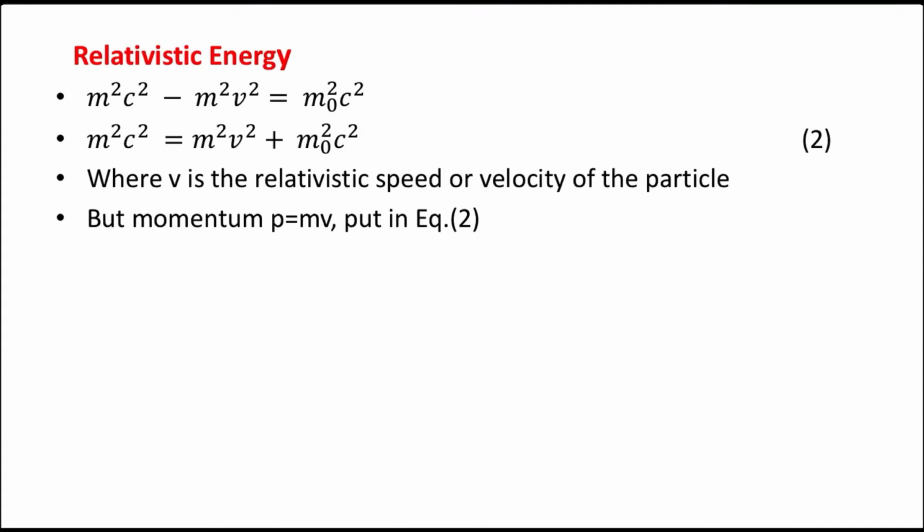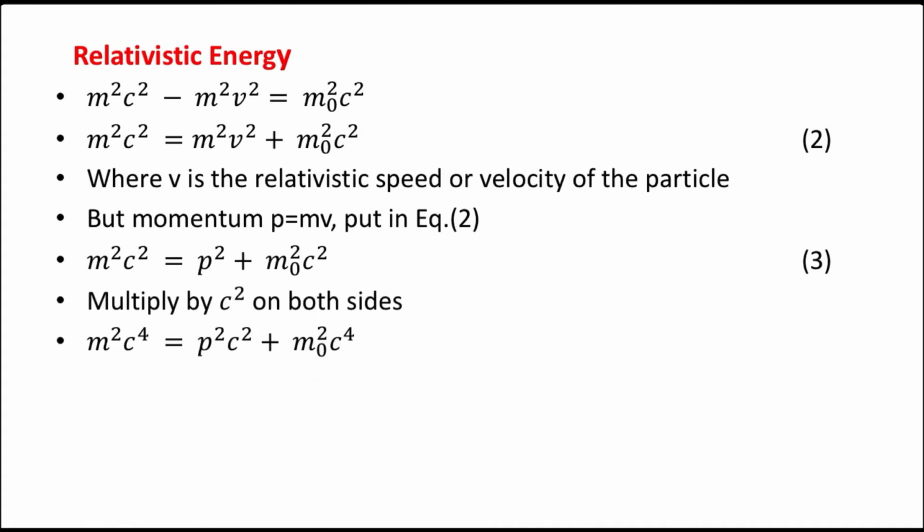But we know that the momentum of the particle is given by p is equal to mv. So put this in equation 2, and therefore we get m square c square is equal to p square plus m0 square c square. This is our equation 3. Now multiplying by c square on both the sides of equation 3, so I get m square c raised to the power 4. This is equal to p square c square plus m0 square c raised to the power 4.